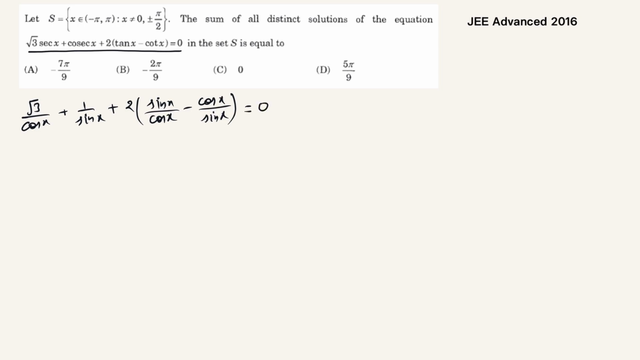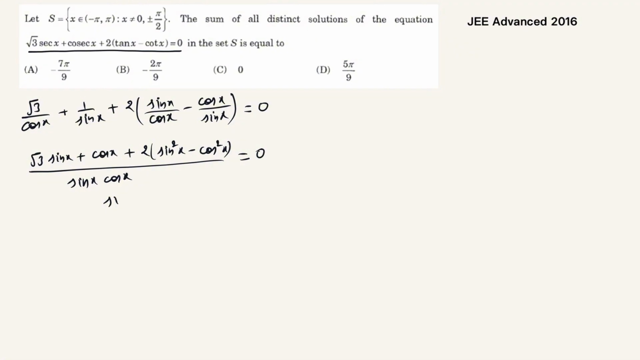Next, we will take the LCM, and the LCM will be sin x cos x, and the numerator will become root 3 sin x plus cos x plus 2 into (sin square x minus cos square x) equals 0. And we can see that the denominator can be converted into sin 2x. Actually, it is sin 2x by 2.